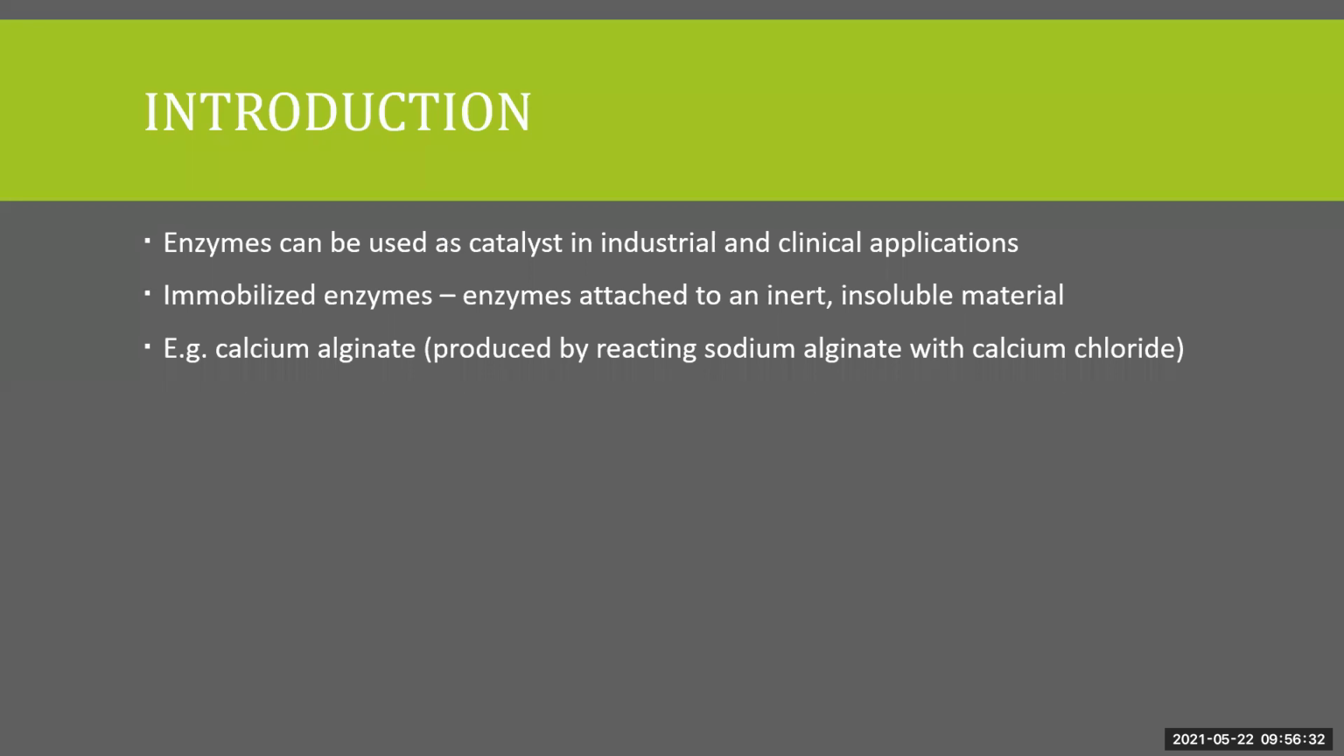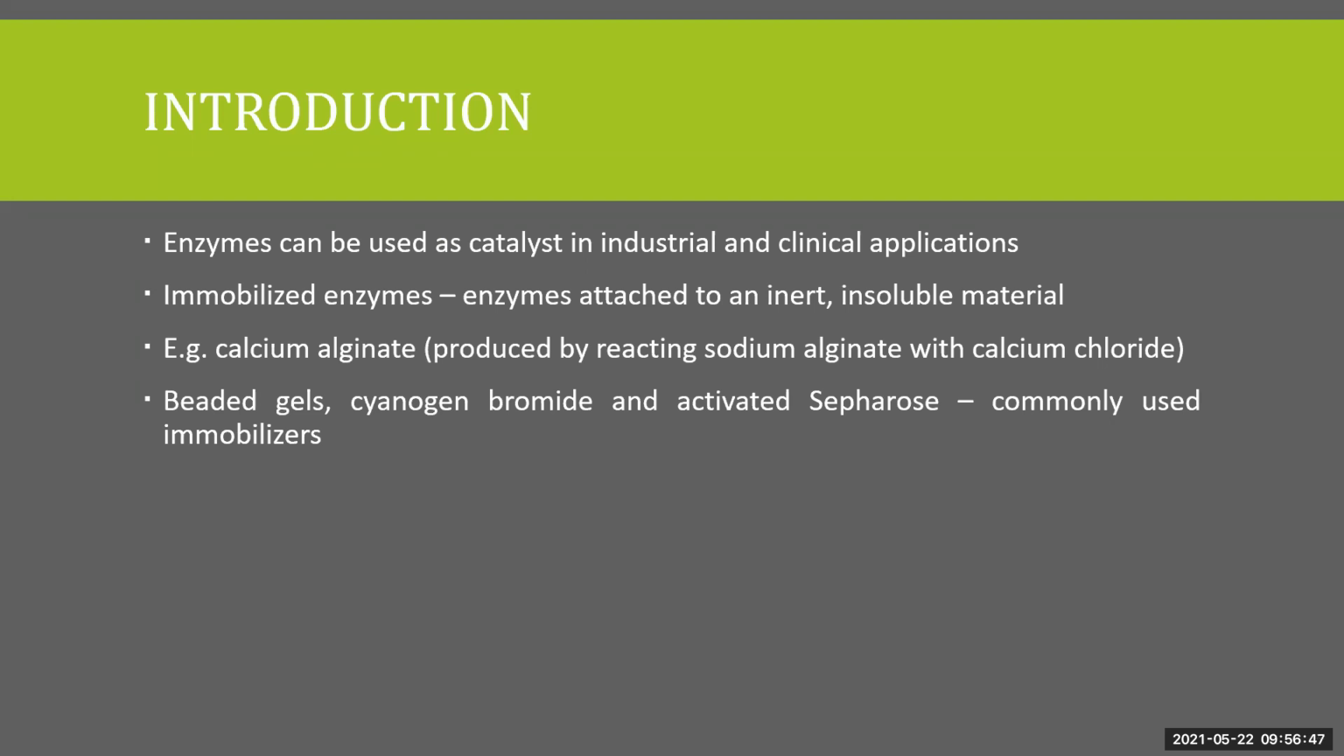The industrial application example is calcium alginate. Okay, this calcium alginate is produced by reacting sodium alginate with calcium chloride. So for industrial-level immobilization of enzymes, calcium alginate is used. However, within the laboratory, we use beaded gels, cyanogen bromide, and activated Sepharose as our immobilizing agents. Okay, the materials that are supposed to be inert and insoluble.